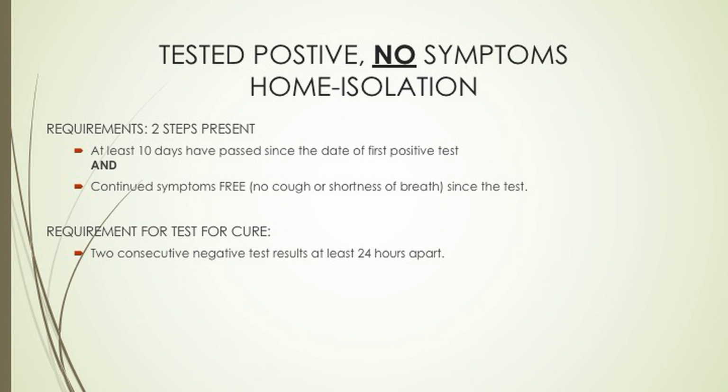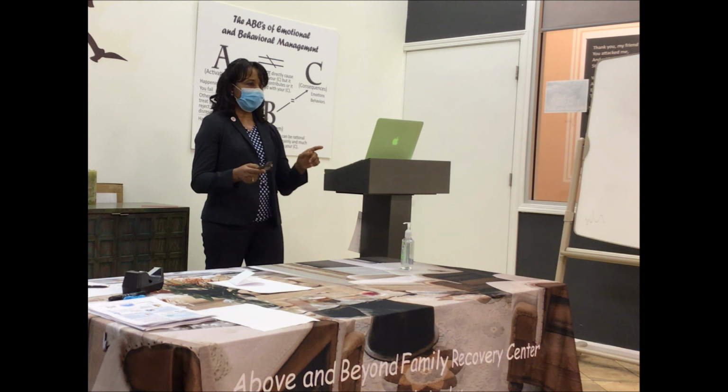Okay, so now you tested positive, but you have no symptoms, but you're home on isolation. The requirement from the CDC is really just 2 steps. At least 10 days have passed from the date of your positive test, and you continue to be symptom-free. You're not feeling any illness or anything like that. Or you can do the 2-point test for cure, and those 2 tests have to be at least 24 hours apart. Is everyone nodding that you understand?